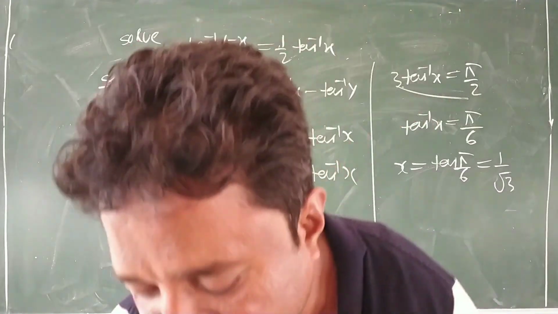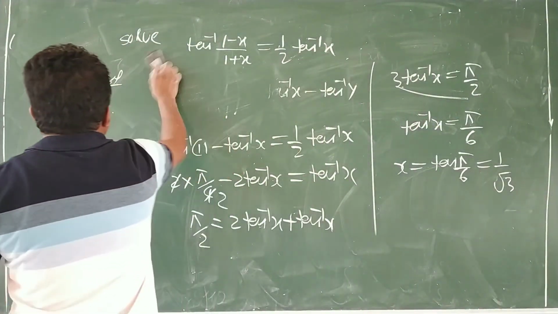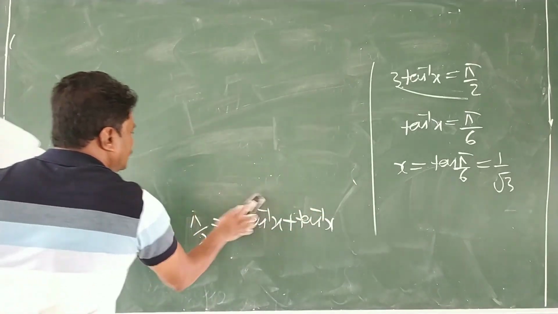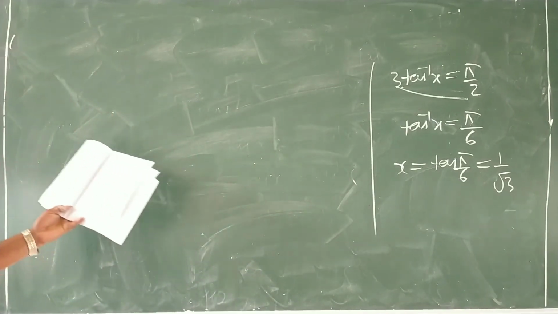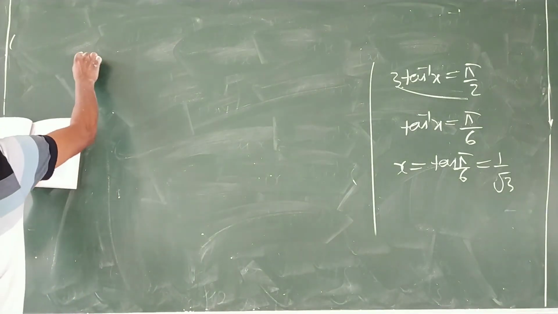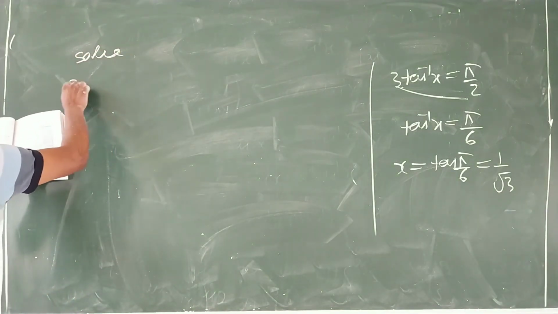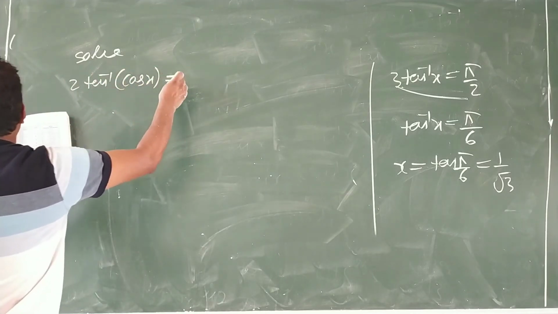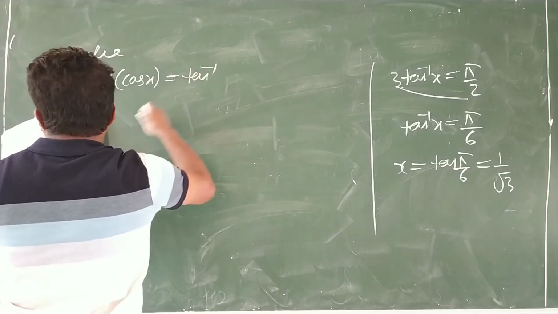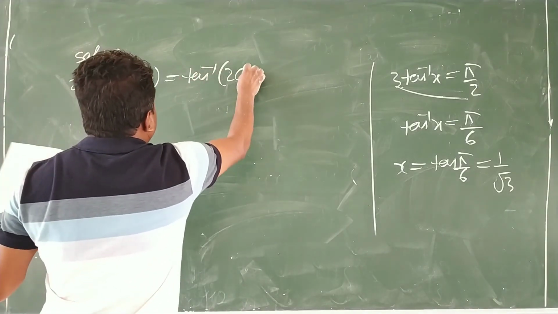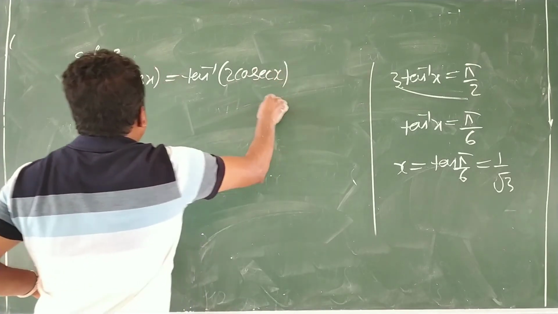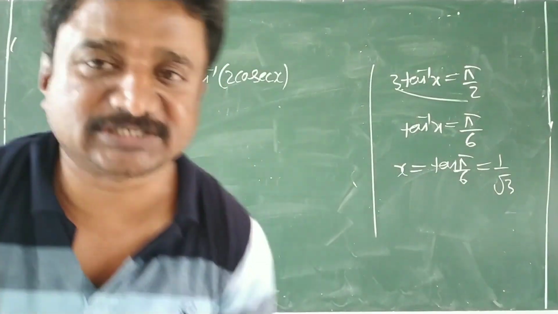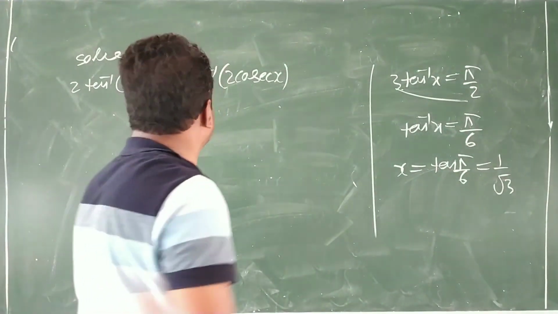Last question of this chapter, students. So there is the last question of this chapter. Solve: 2 tan inverse cos x is equal to tan inverse 2 cosecant x. I think you need not practice this question. They may ask or they may not ask. Look at this, students. Solving this is so easy.